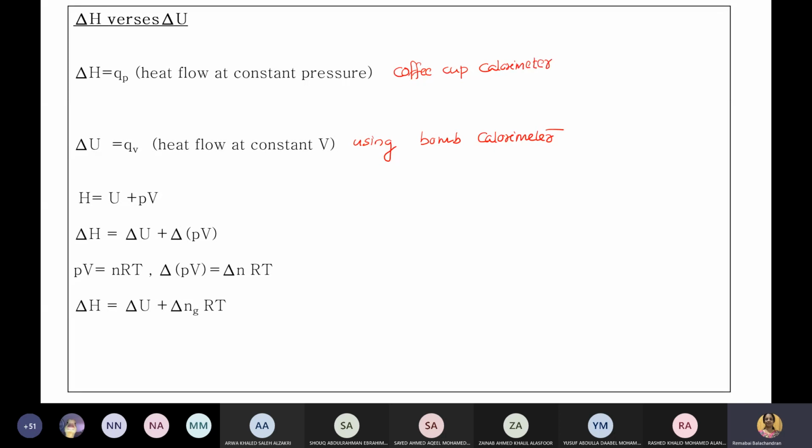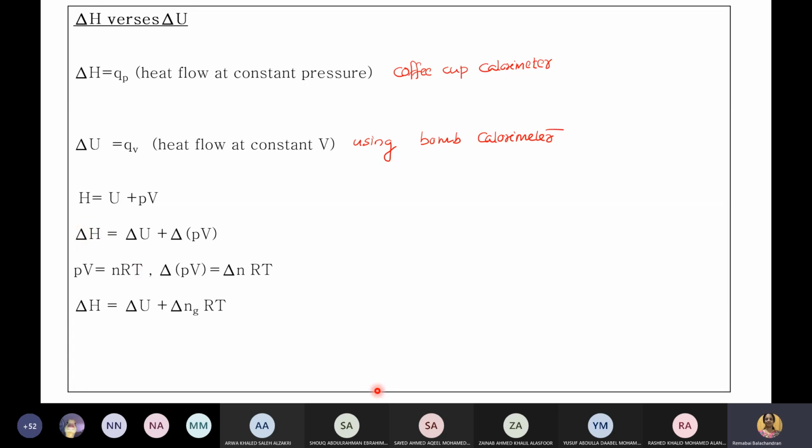Okay, so now here we have a relationship. H is equal to U plus PV, where H is the enthalpy, U is the internal energy, P is pressure, V is volume. Now we are going to find a change. This is mathematics we apply. So now delta H, change in enthalpy.